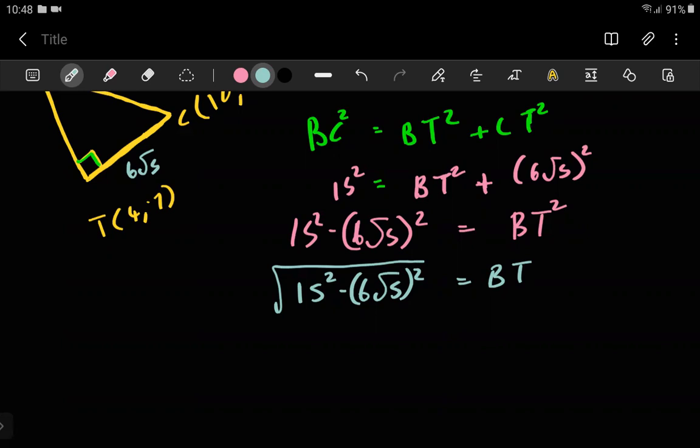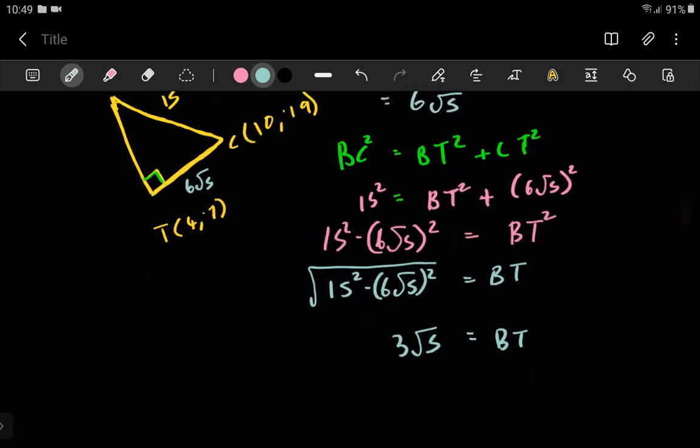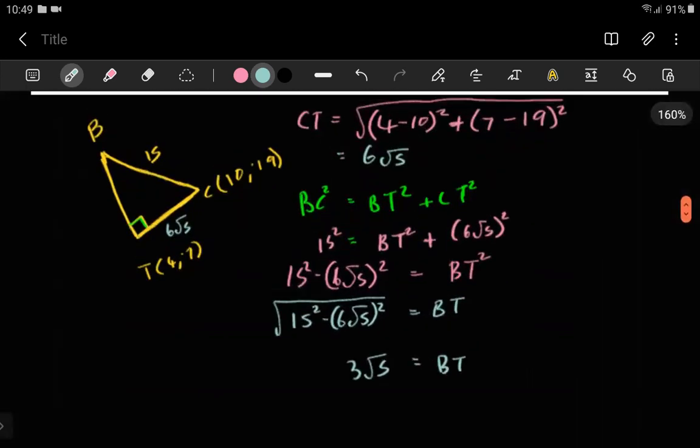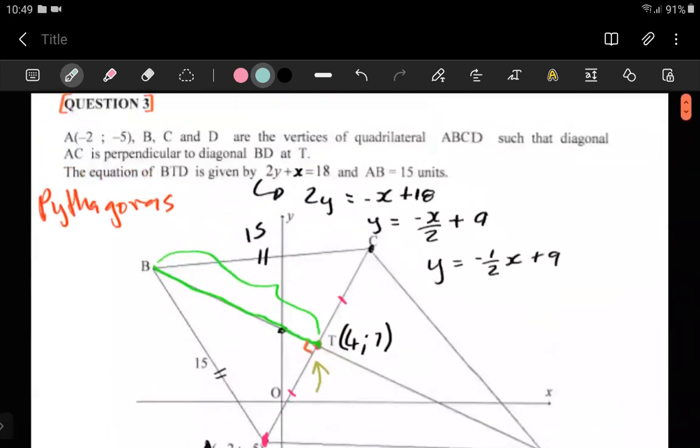15 squared minus 6 square root of 5. And then you got an error? Use your brackets. Put the brackets there, because if the brackets are not there, you're going to get an error. I did though. Where are you getting the error? Wait, I think I know what the problem is. Hang on. But this answer doesn't look very right either. Why is BT so short? Maybe the sketch is just not to scale.